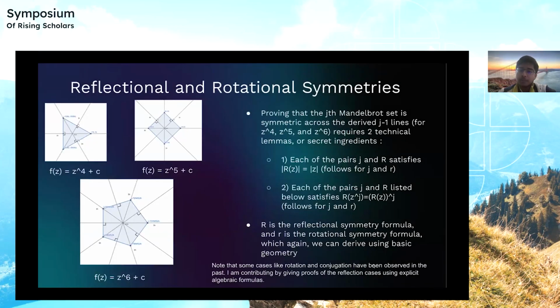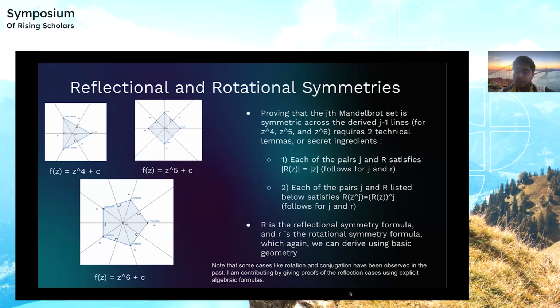Proving that the jth Mandelbrot set is symmetric across the derived j-1 lines for these specific cases requires two technical lemmas, or secret ingredients. The first lemma: each of the pairs j and r must satisfy this condition, where the radius of the complex number before the transformation must be equivalent to the radius of the complex number after the transformation. The second lemma: each of the pairs j and r must satisfy this condition. If we were to take the transformation of the complex number raised to the jth power, this must be equivalent to taking the jth power of the entire transformation.